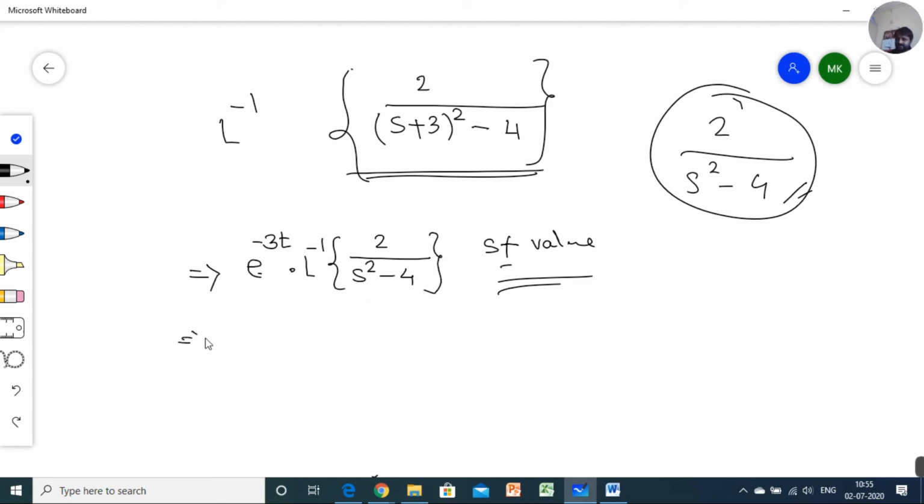Similarly, next step we have to calculate Laplace inverse of this part. So e raised to minus 3t into sinh of 2t. This will be my Laplace transform. जो अभी हमने यहाँ पे लिखा था, यहाँ पे हमने इन्वर्स कैलकुलेट किया है, Laplace inverse of that respective functions.